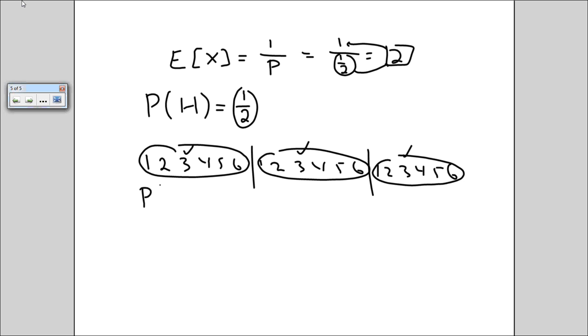And the probability of getting a 3 is 1/6. So that's p. The expected value is going to be 1 over p. 1 over 1/6 is 6. Exactly like I said it would be. So the expected value of our geometric random variable is 1 over p, where p represents the probability of success.